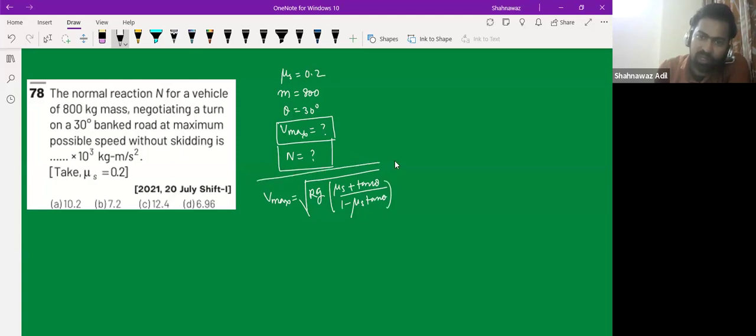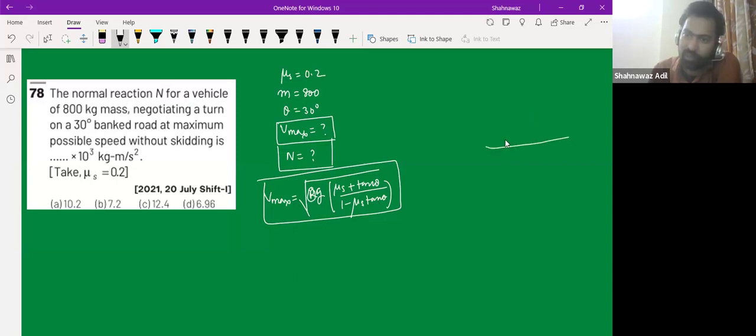But can we apply this here? We don't have this important thing: we don't have R. In this question, they have not given R. So we have to go back to our basics. So what was the basic? We have this banked road.